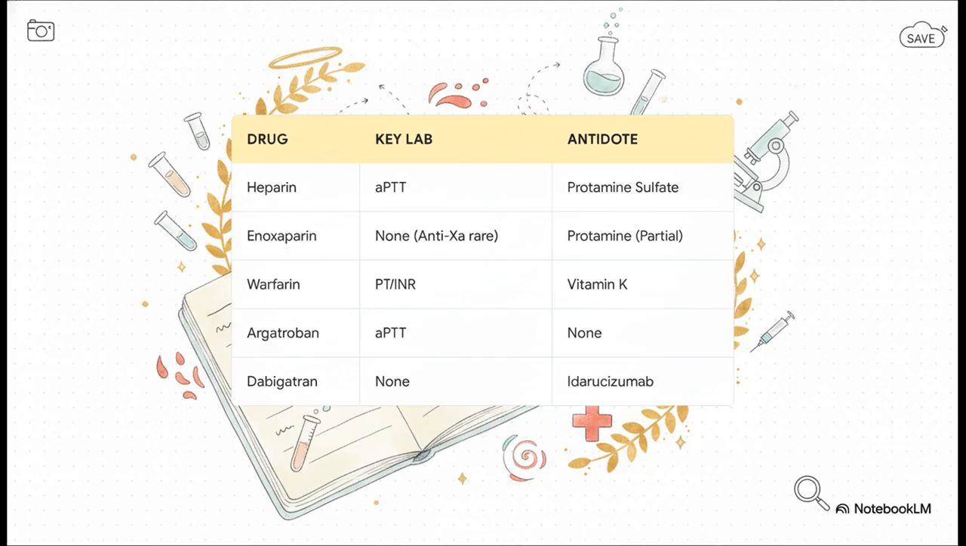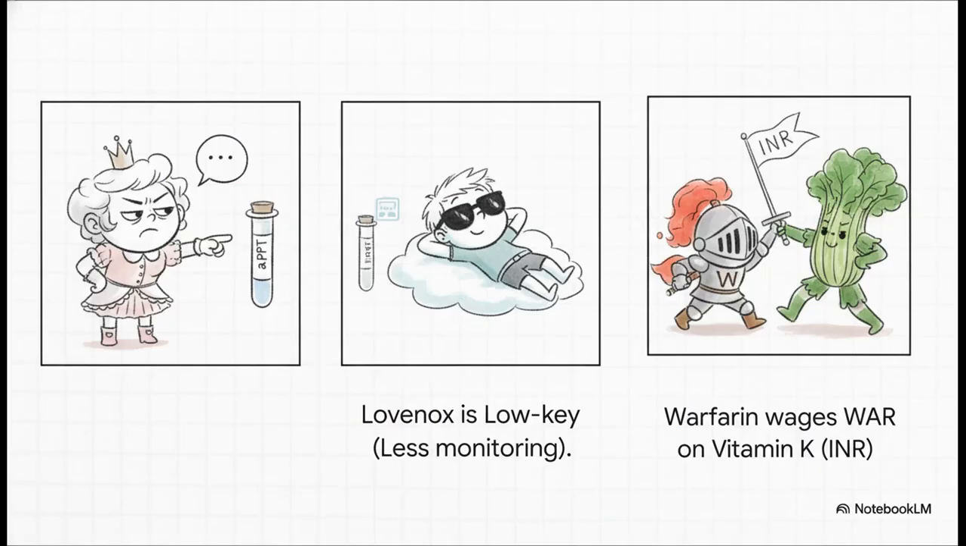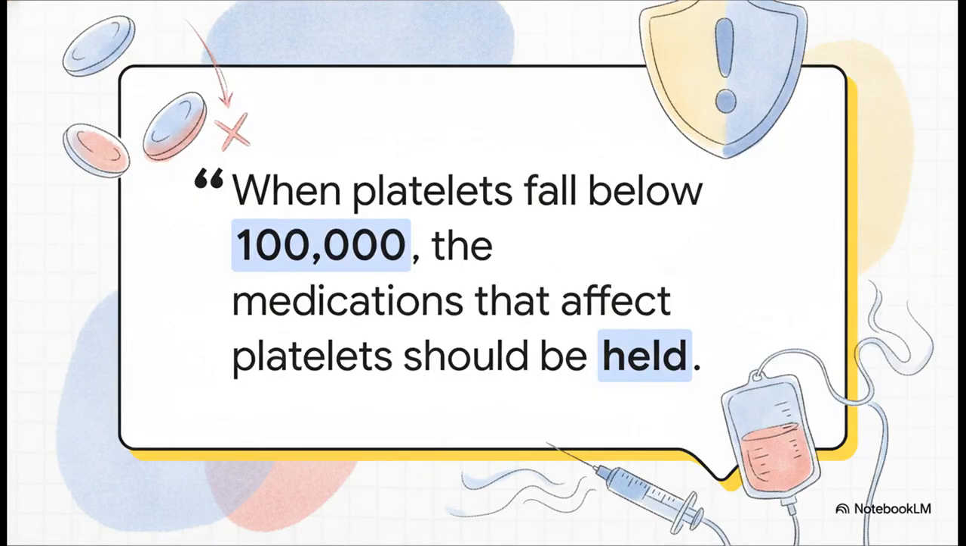This is pure gold. Need a way to keep all this straight when you're under pressure? Don't worry, I gotcha. Let's use some memory anchors. Just remember, heparin is high maintenance and needs close aPTT monitoring. Lovenox is low-key and usually needs less monitoring. And warfarin wages war on vitamin K. Simple as that.